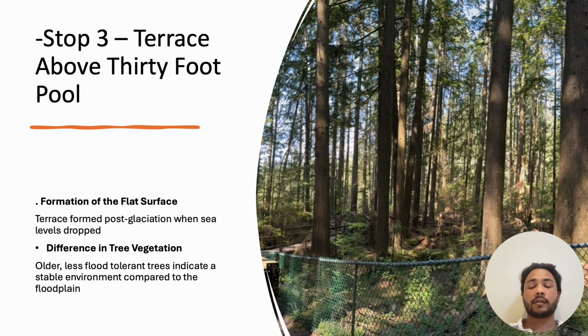When we reach our stop 3, we can see a terrace above the 30-foot pool. The flat surface here is a terrace formed when sea level dropped post glaciation, leaving behind a higher flat area as the creek cut downwards. Trees on the terrace are likely older and less flood tolerant, indicating a more stable environment compared to the flood-affected area below, which means the trees have well adapted according to the environment.